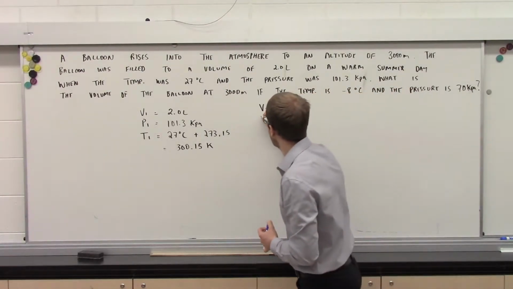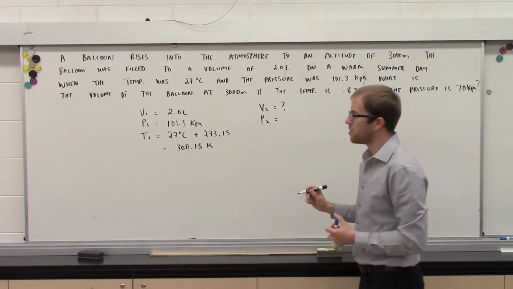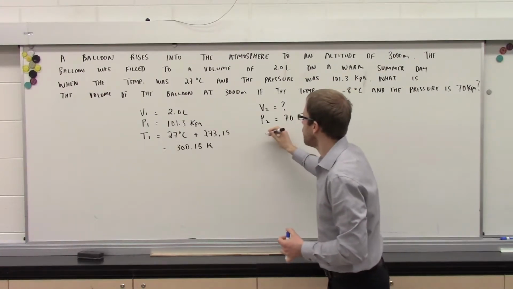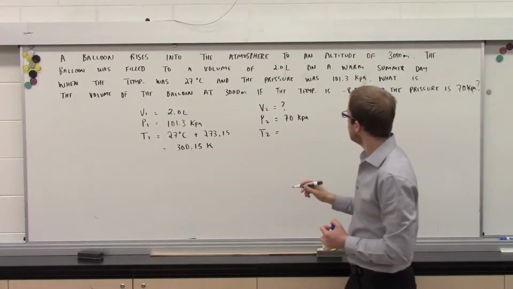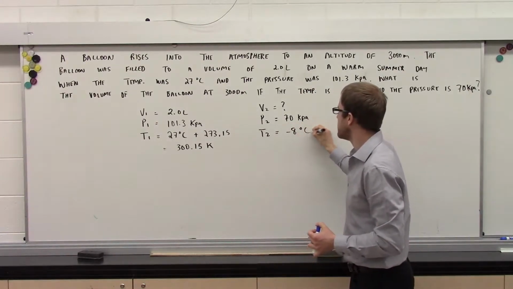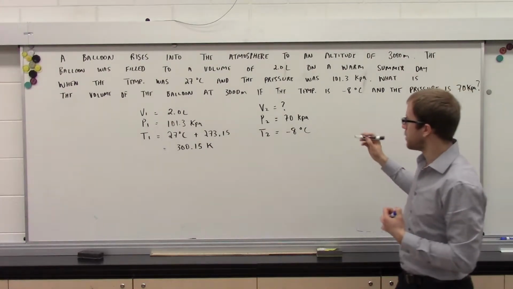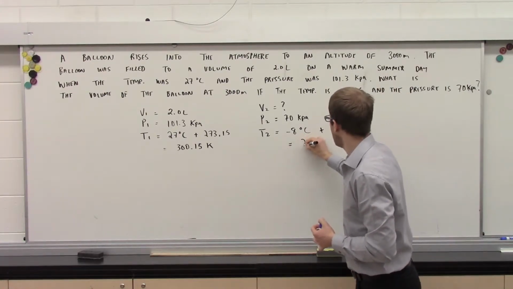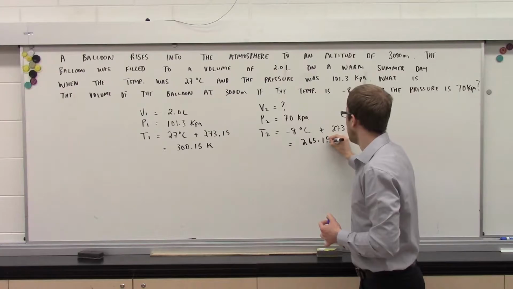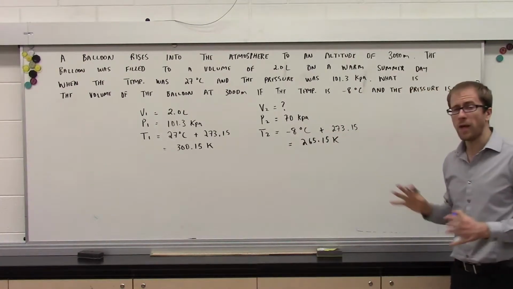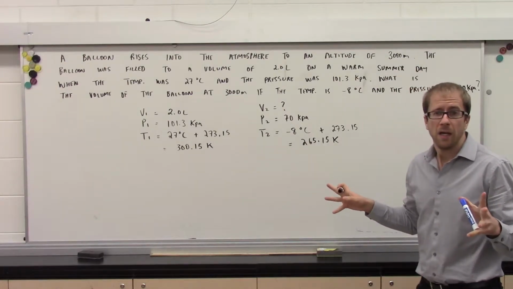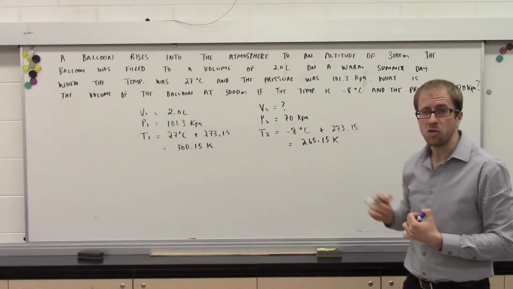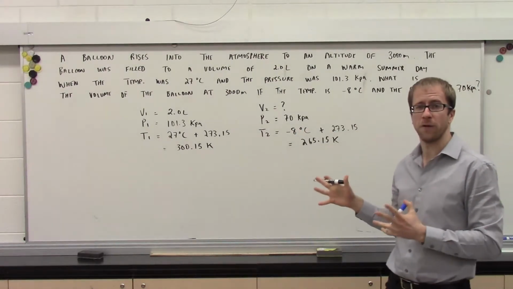We know the pressure at 3,000 meters is 70 kilopascals. And we know that the temperature at this altitude is negative 8 degrees Celsius. And again, we should convert this into Kelvin, which gives us 265.15 Kelvin. Okay, so that's everything we know. Now let's predict how our volume is going to change as a result of these changes in our temperature and our pressure.